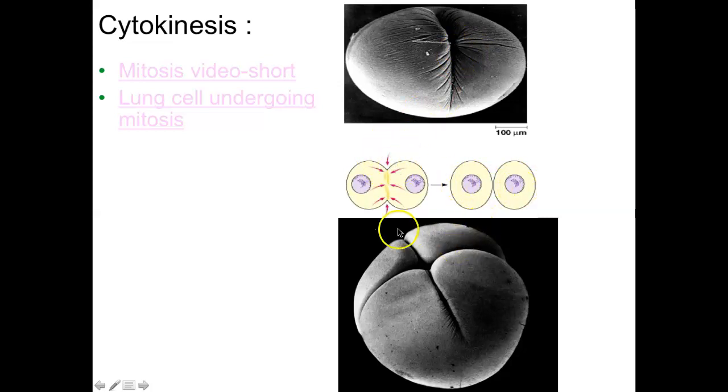And then this is another image of the cell splitting in 4. So the 2 cells are then splitting again to make 4 cells.